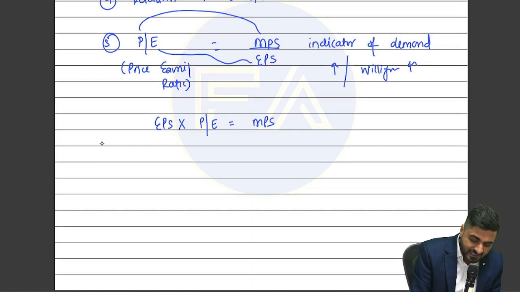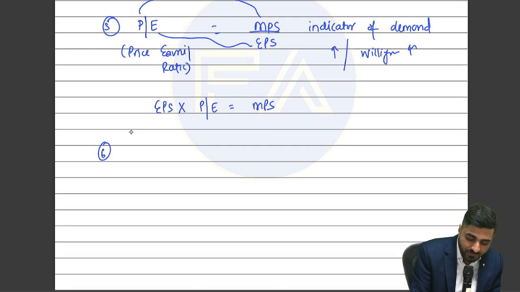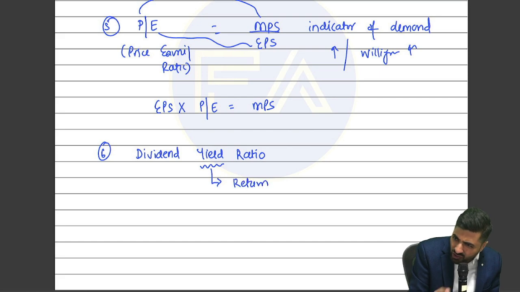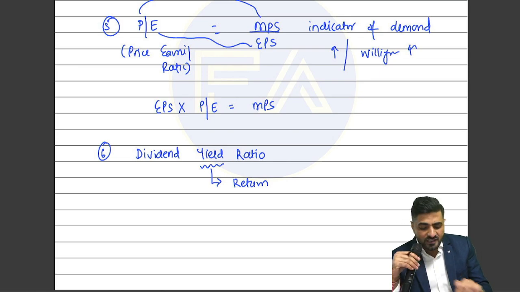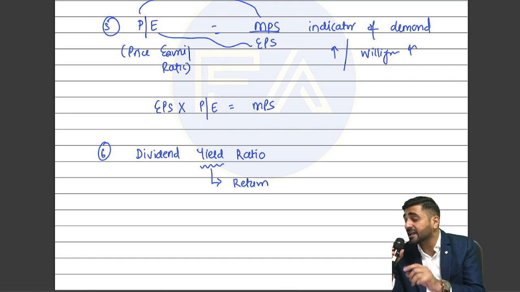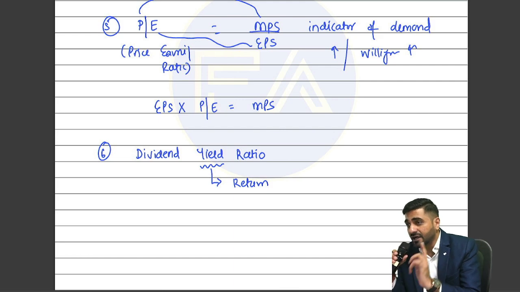The sixth ratio, which you should all know, is something which is called dividend yield ratio. The meaning of the word yield is actually your return. I've covered the majority of the ratios in your study module. So what is this ratio? Dividend yield. Yield indicates what? Returns. Now everyone, please focus properly.